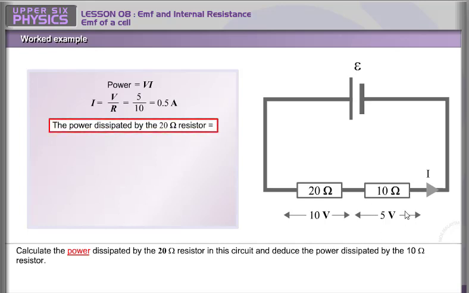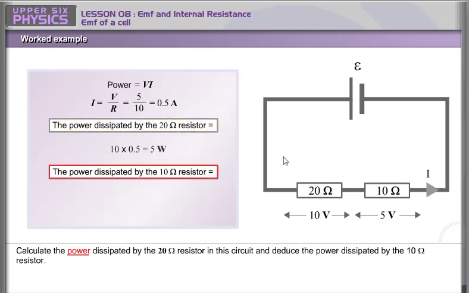Right, so the current that flows through here is equivalent to the current that flows through here. This is in series, so the current that flows through is the same. So we can use these two pieces of information to find the current that flows through. Then we use the equation to find the power dissipated in the 20 ohm.